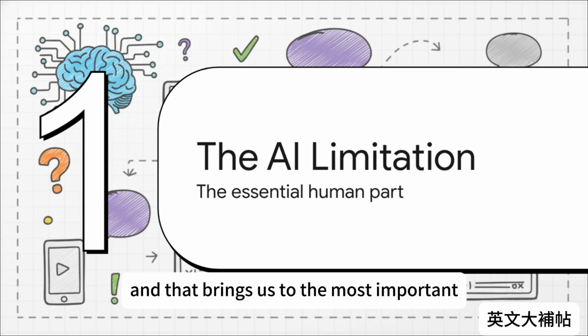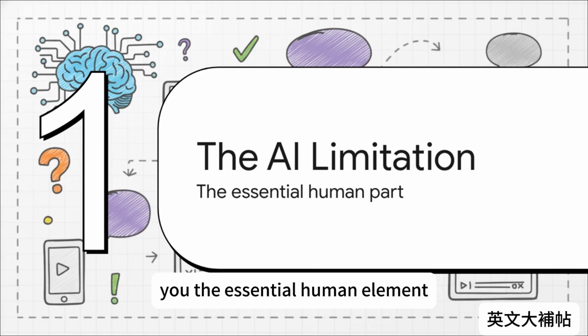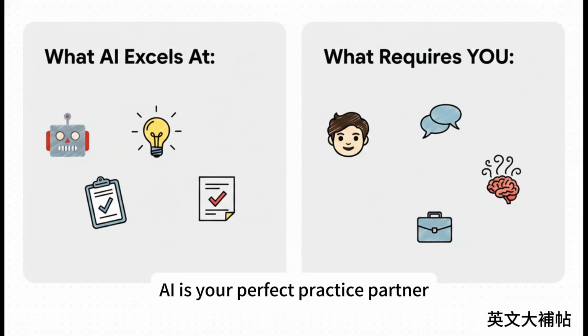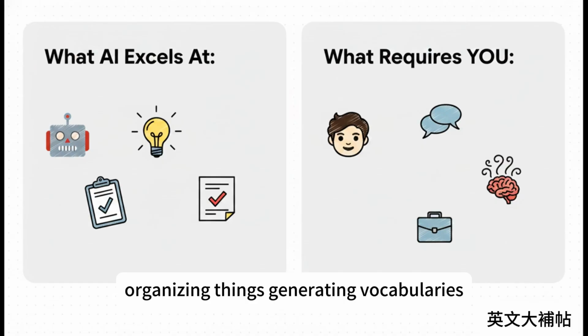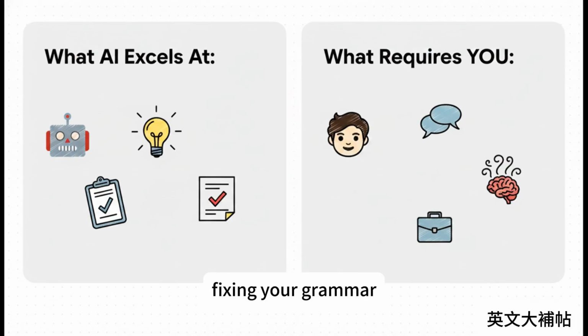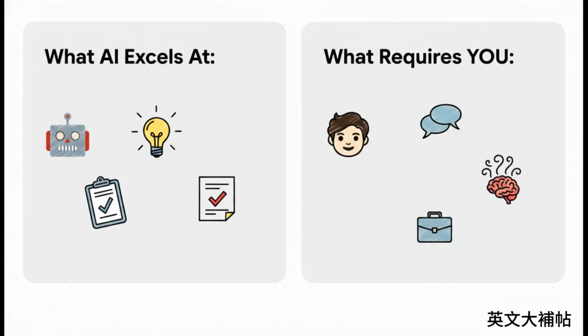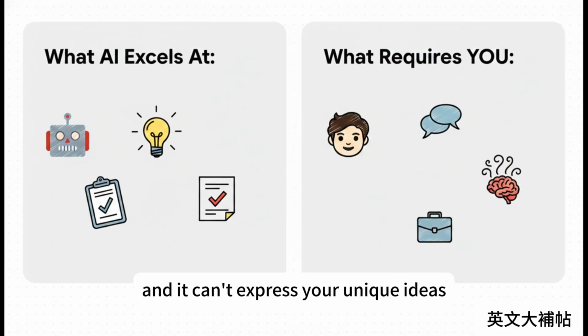And that brings us to the most important part of this whole thing. You, the essential human element. So here's the bottom line. AI is your perfect practice partner. It's amazing at all the stuff on the left. Organizing things, generating vocab lists, making quizzes, fixing your grammar. But everything on the right, that's your job. AI can't go have a real conversation for you. It can't nail that job interview, and it can't express your unique ideas and your personality.